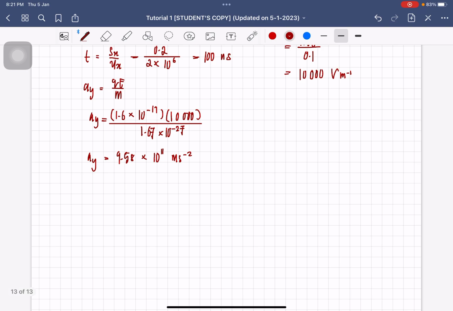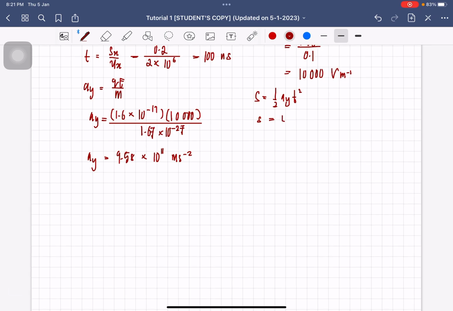So both Ay and T sudah ada, so kita just perlu substitute lah dalam this formula, which will give you the deflection of the proton to be equal to 4.79 times 10 negative 3 meter ataupun 4.79 millimeter as the deflection of the proton.